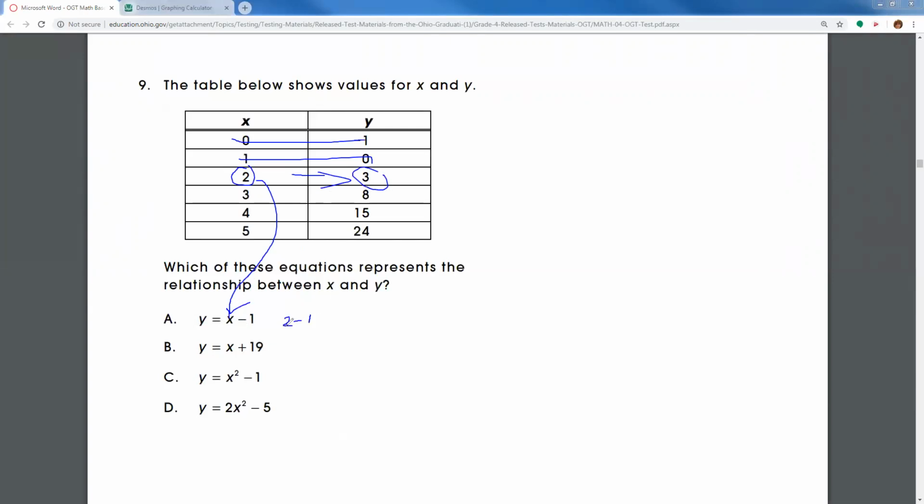And what do we get when we simplify that? It's not going to be 3. We get 1. So then we try the next answer choice. Oh okay, we did do this. Now we try answer choice B and do the same thing. Plug it in. Are we going to get 3? No, definitely not 3. So then we try the next one.